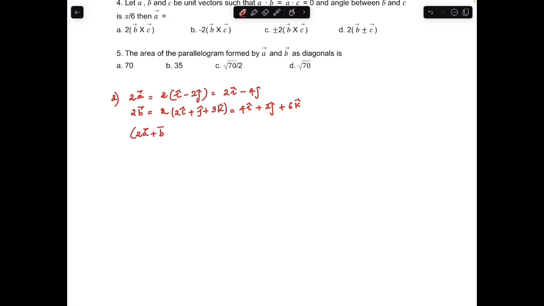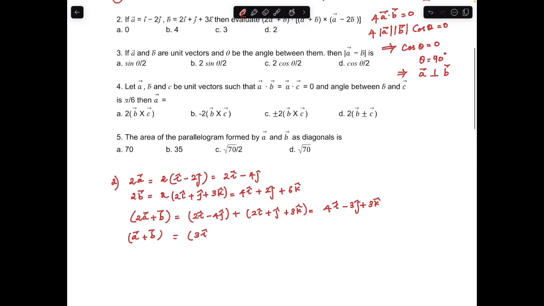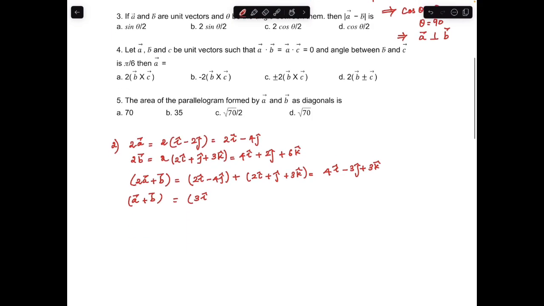2A plus B is equal to 2I minus 4J plus 2I plus J plus 3K, which is 4I minus 3J plus 3K. A plus B is 3I minus J plus 3K.